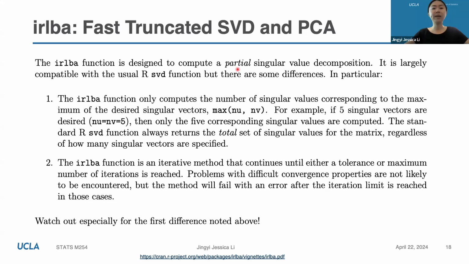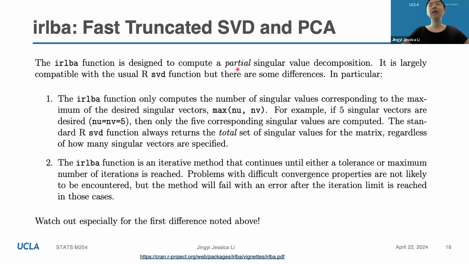So what is IRLBA? It's called fast truncated SVD and PCA. The IRLBA function is designed to compute a partial singular value decomposition. It is largely compatible with the usual RSVD function, but there are some differences. In particular, the IRLBA function only computes the number of singular values corresponding to the maximum number of desired singular vectors. So you need to specify K beforehand. Otherwise, the standard PCA will compute all PCs, right?